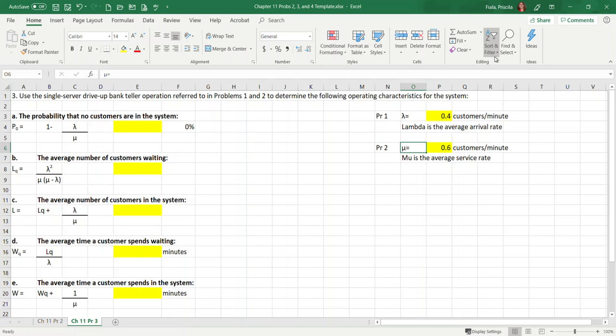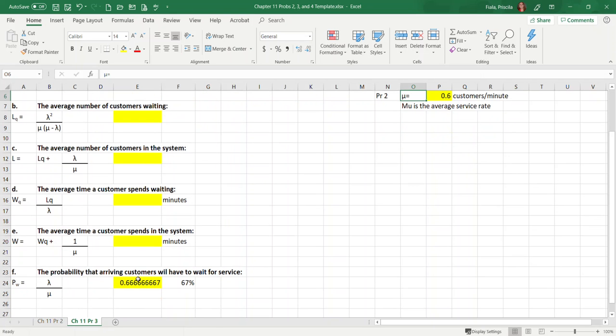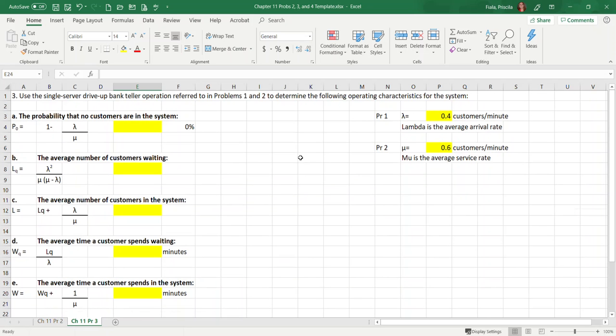So now we should have all the information to do problem 3, which is asking you to calculate the probability no customers are in the system. So it's a percentage, average number of customers waiting, average number of customers in the system, average time a customer spends waiting, and the average time a customer spends in the system. And I guess there's one more, the probability, which I already did, the probability that arriving customers will have to wait for service, which is going to also be a percentage.